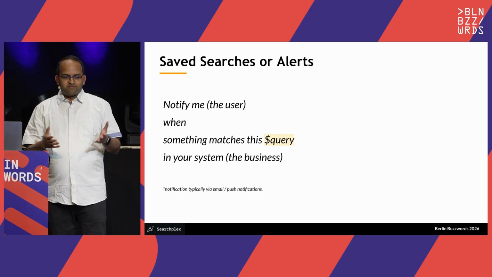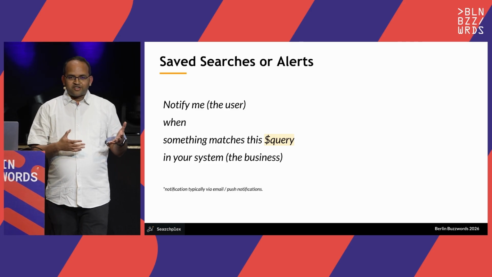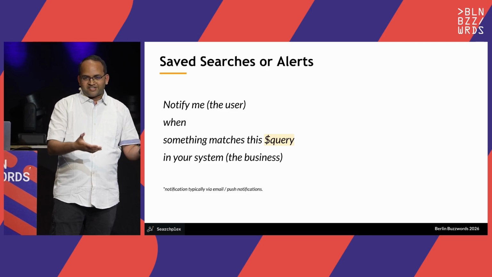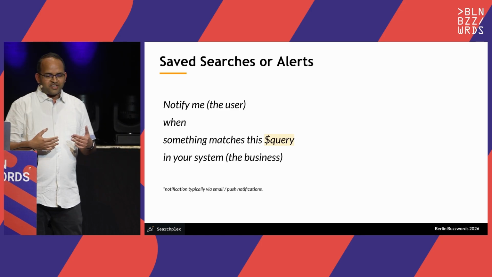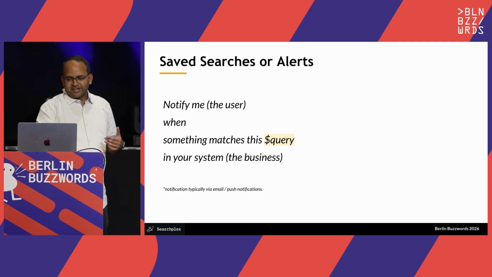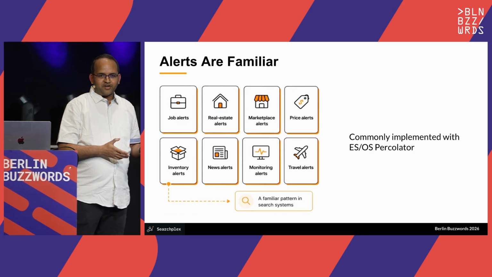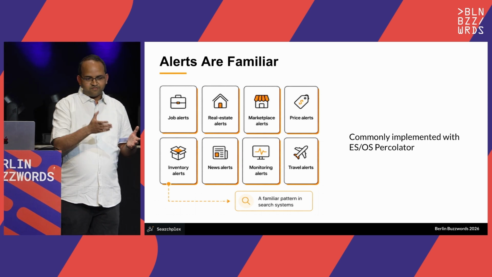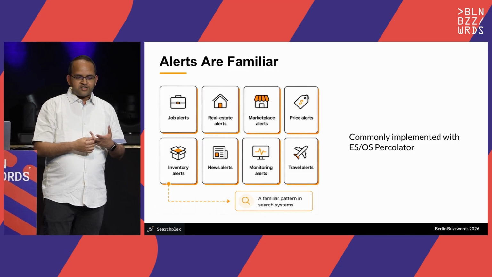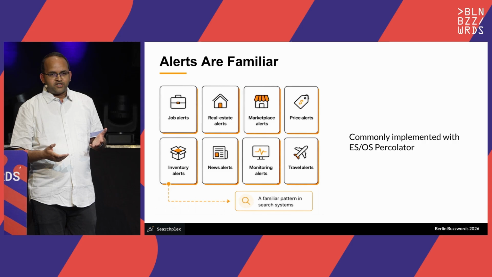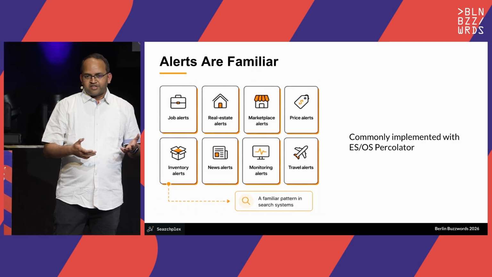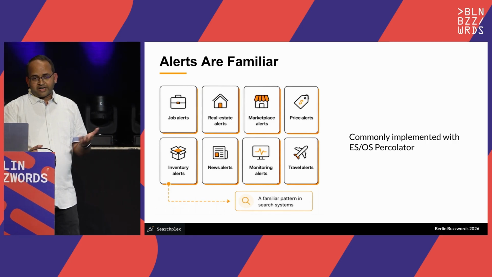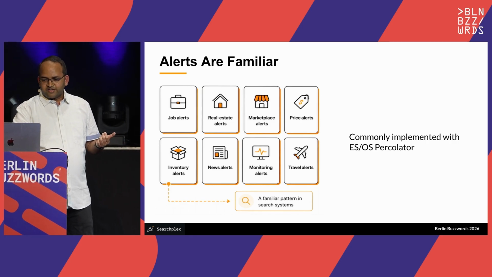This is not new for us. This is basically us saying this is the query, and if something matches this, let us know. The notifications can be email or push notifications. And we have seen this kind of alert or saved search situation across multiple scenarios, like job alerts, or maybe you're finding a house and you want to set up an alert if some rental opens up in your specific area, or travel alerts if you're tracking prices.